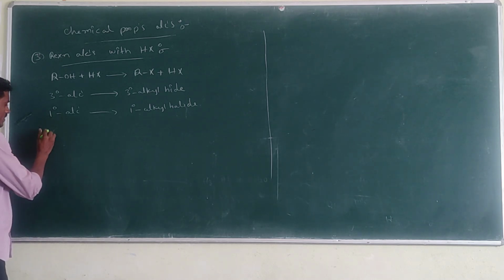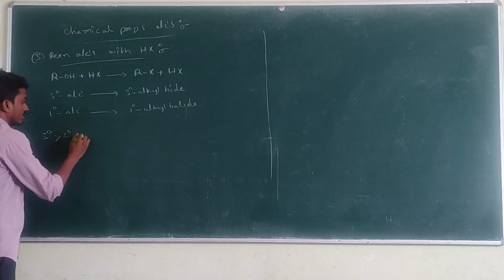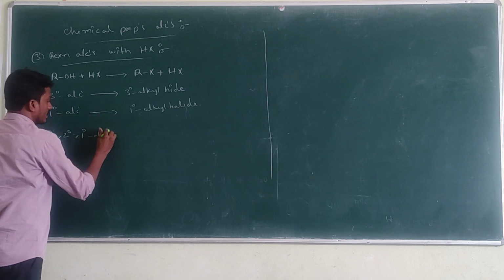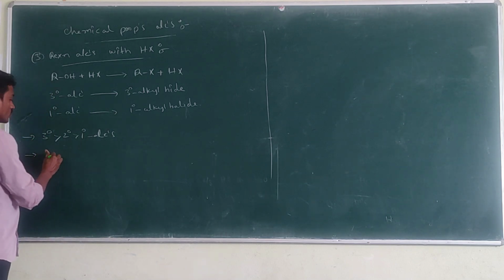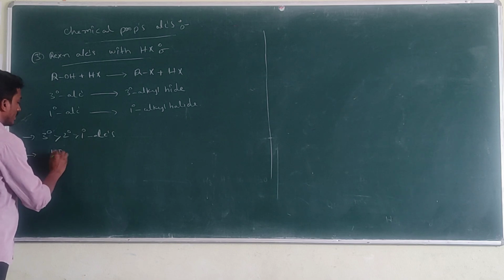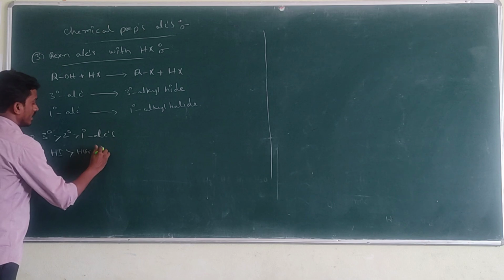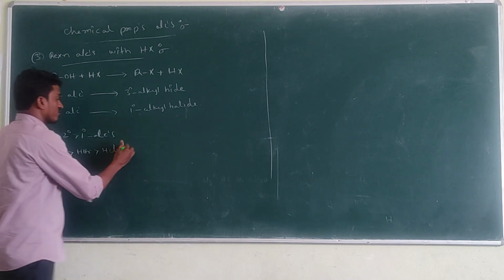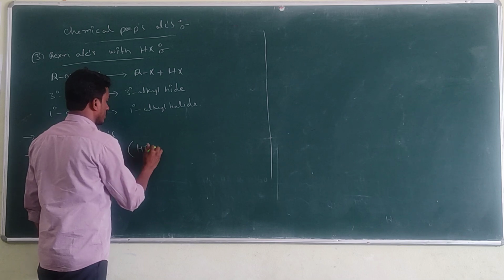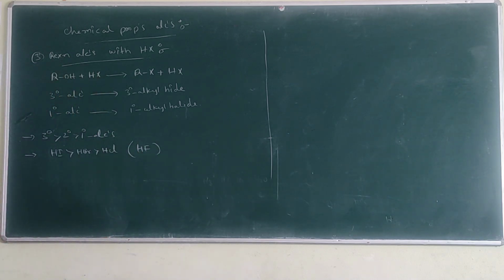Here is the order of reactivity of alcohols and of hydrogen halides towards this reaction. Tertiary alcohols are more reactive than secondary, and primary alcohols are least reactive. Among the hydrogen halides, hydrogen iodide is more reactive than hydrogen bromide, and hydrogen chloride is least reactive. Hydrogen fluoride does not react in this reaction.